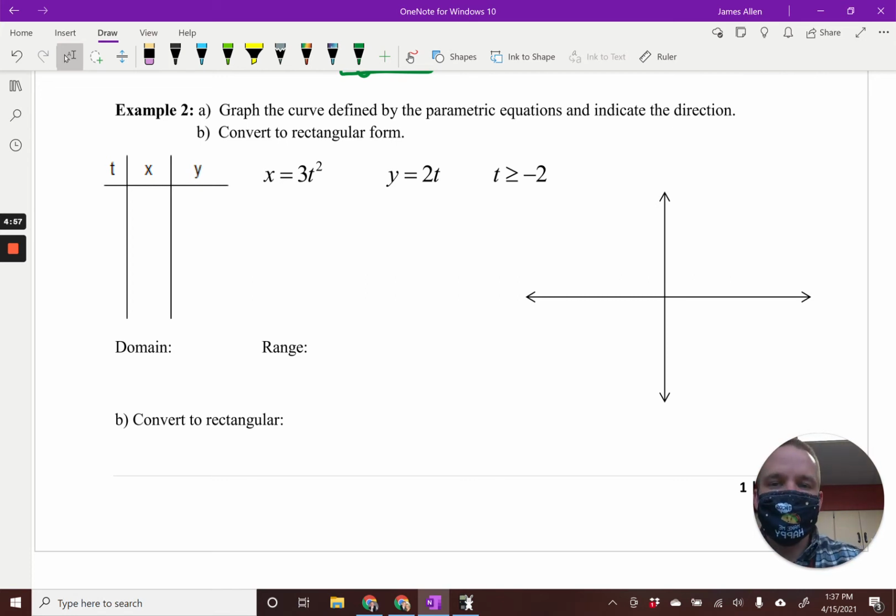So here we've got, again, we're going to graph the curve defined by the parametric equations. We're going to indicate the direction by putting those little arrows on there, and we're going to convert to rectangular form. So I've got what my x equals, what my y equals, and then I have t is greater than or equal to -2. So let's go with -2, -1, 0, 1, 2, and it would go on and on because there's no upper bound there.